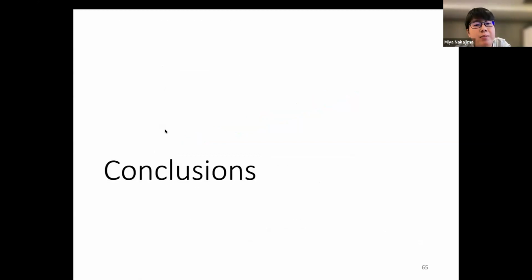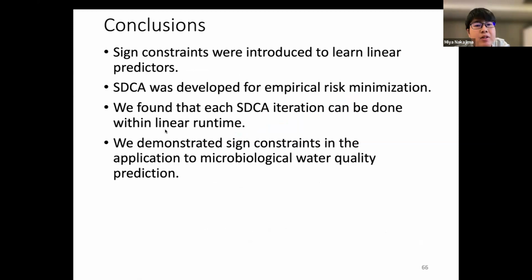I summarize the main points. Sign constraints were introduced to learn linear predictors. SDCA was developed for empirical risk minimization. We found that each SDCA iteration can be done within linear runtime. We demonstrated sign constraint in the application to microbiological water quality prediction.